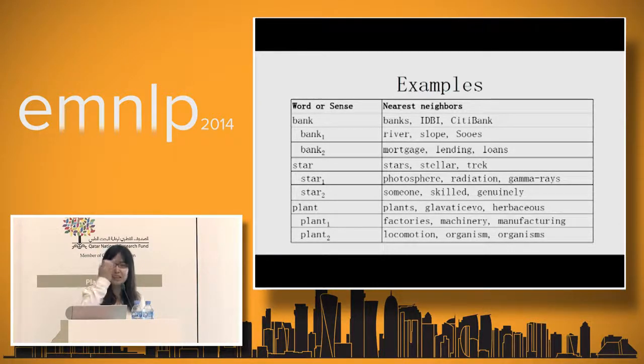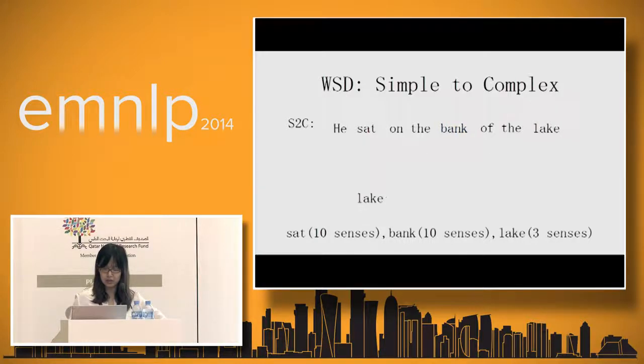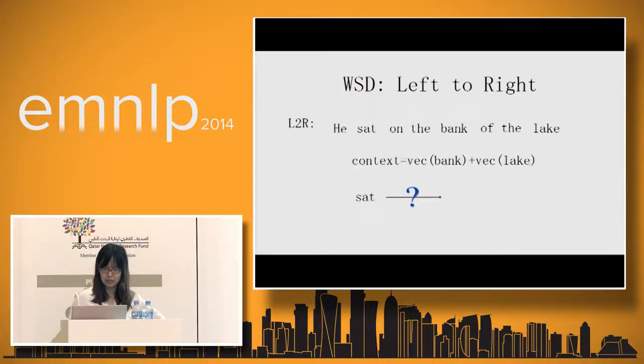Right. And for the senses that are very close to each other, when you compute the cosine similarity, they're pretty close. In this case, you can just calculate the cosine similarity between the context and each sense vector of the word. If the largest one and the second largest one are very close, then you don't do the disambiguation. It's hard to decide.